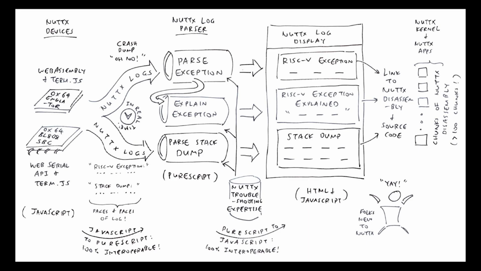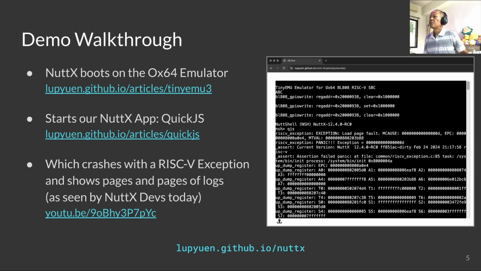Now we go inside our experimental log analyzer to understand how PureScript makes sense of all this NuttX crash dump. So what just happened in our demo? NuttX boots on our emulator for Ox64 BL808 single-board computer and starts our NuttX app, which happens to be the QuickJS JavaScript interpreter. Our NuttX app crashes with a RISC-V exception.